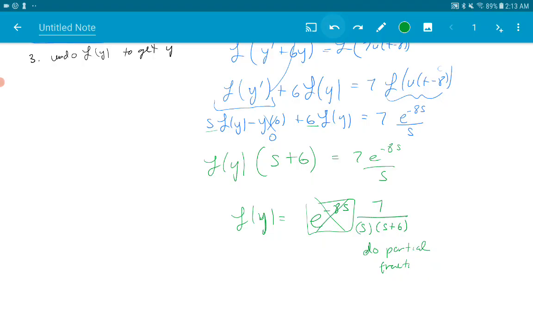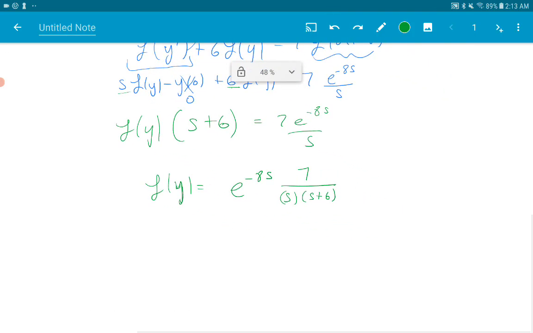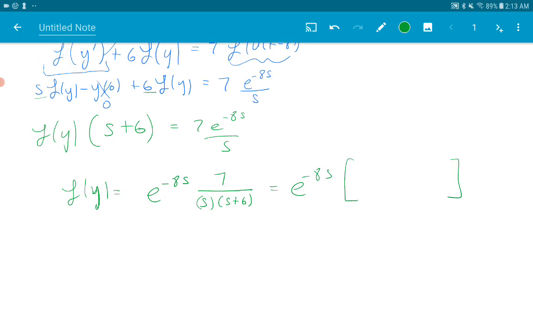Okay, well, that e to the negative 8s is there. So I need to show you how to do inverse Laplace transforms that have an e in front of them. Well, it turns out the first step will be, we still want to write this as e to the negative 8s times, in parentheses, we still want to do partial fractions. So whether you have that e in front or not, you still want to do partial fractions on this.